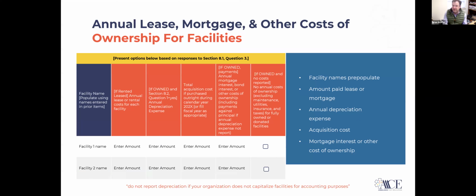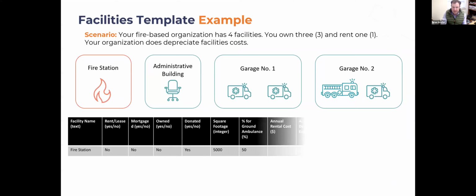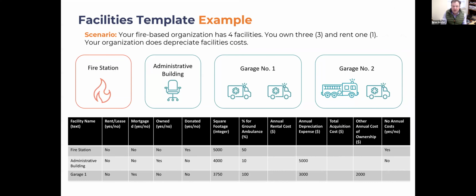Depending on which boxes you checked, it will then ask you certain additional questions. So as an example, and I think we have an example here, we'll give you a couple of examples. This is a situation where the organization has 4 facilities, and it's answered differently based on the specifics of each of those facilities. So the first one, its fire station, it answered that no, it doesn't rent or lease it. No, it doesn't own it, but with a mortgage. No, it doesn't own it outright. Rather, in this case, it was donated for its use.